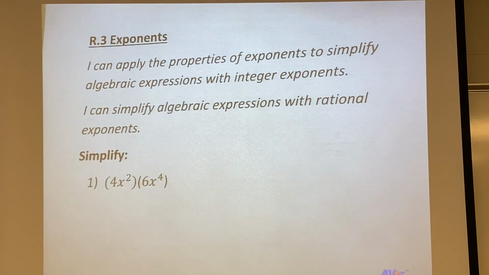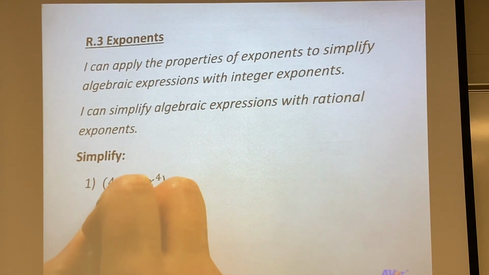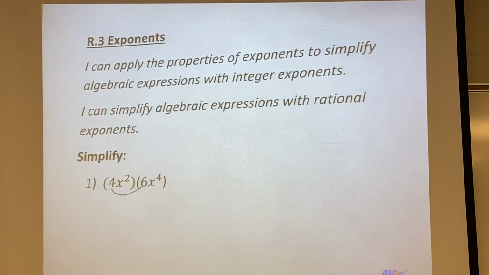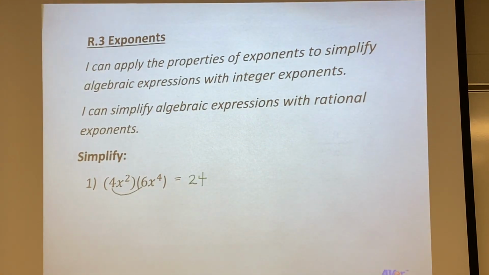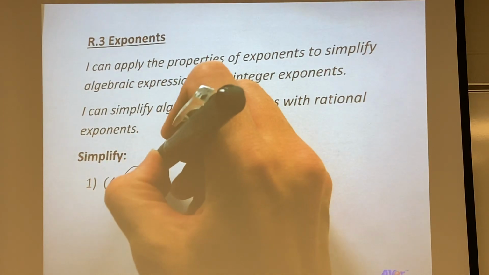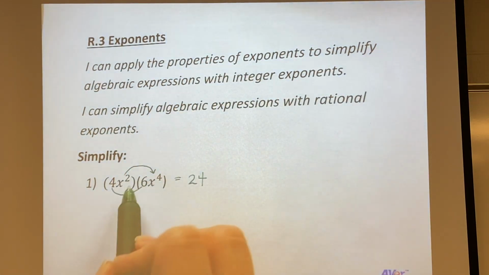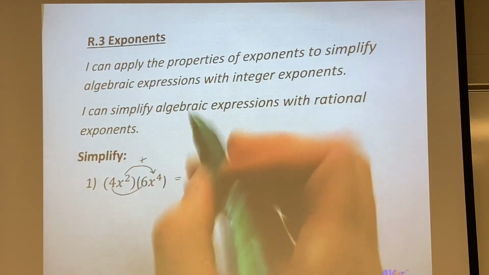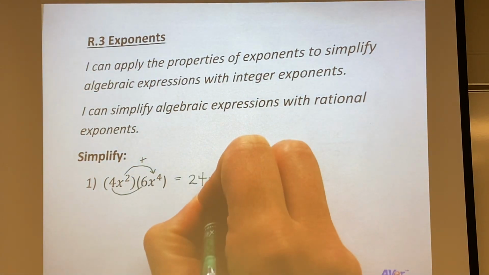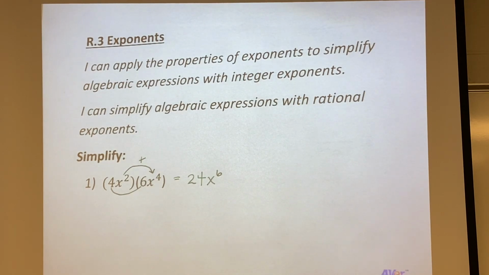All right, so on this one, we want to apply the properties of exponents so that we can simplify algebraic expressions. We're going to start by taking the two coefficients and multiplying 4 times 6 together, which is 24. And then we're going to multiply the x squared times the x to the 4th. Recall that with our properties of exponents, when the bases are the same, you add the exponents together. So we would have x to the 6th. 24x to the 6th.